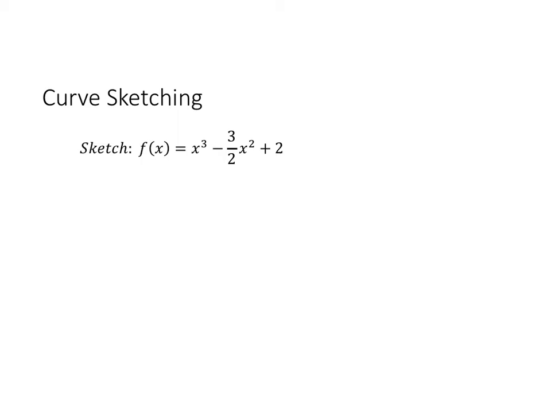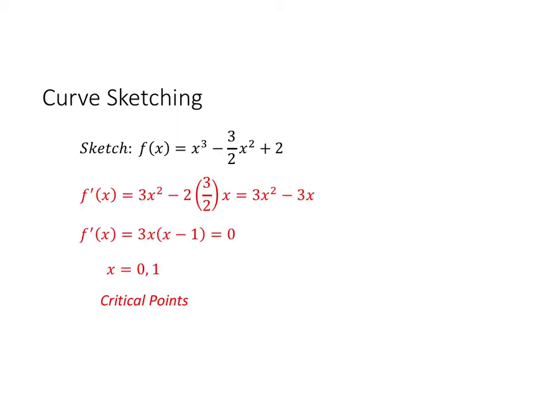So let's say we had a function, f of x is equal to x cubed minus 3 halves x squared plus 2, and let's say we wanted to sketch the curve of that function. So let's start by looking for the critical points. We're going to find those critical points by taking the first derivative of this function.